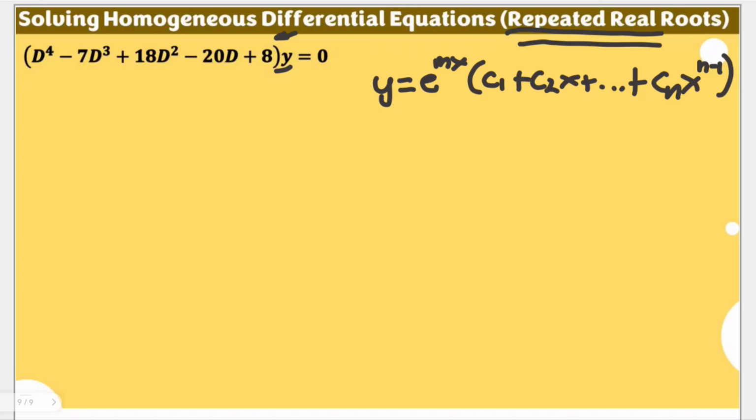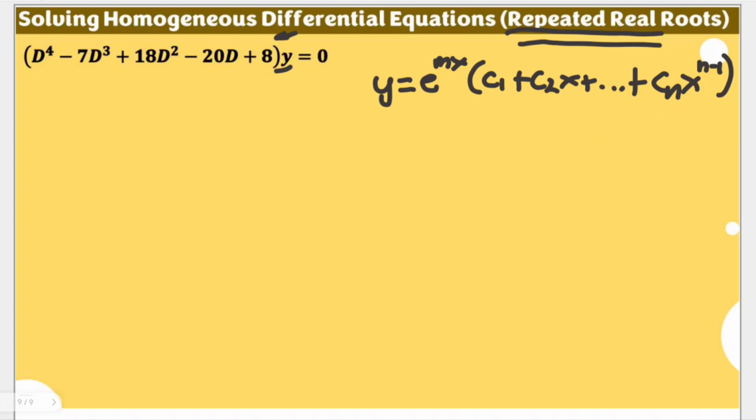The number of terms here will depend on the number of times a certain root is repeated, that is, the number of roots with multiplicity. We'll have it later. Let's start by solving this equation now.